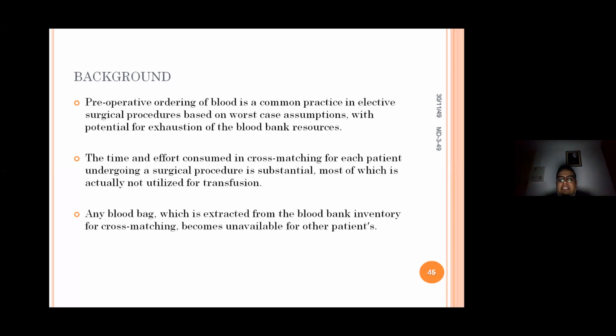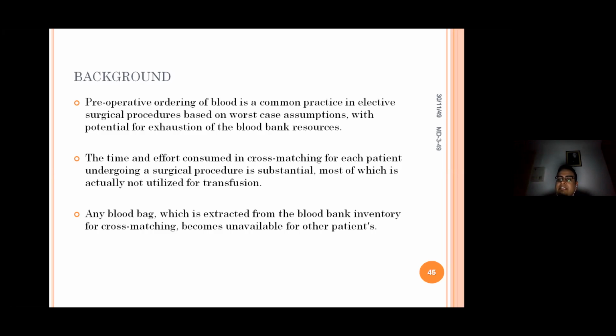Any blood bag which is extracted from the blood bank inventory or storage for cross matching becomes unavailable for other patients. Suppose the patient was of a rare group, B negative, and the clinician had asked for 4 units of B negative blood. You take out those 4 units, cross match them and keep them in reserve for that surgical patient, whom the clinician feels would require blood during the surgery. Now what happens is the patient ultimately did not require any blood.